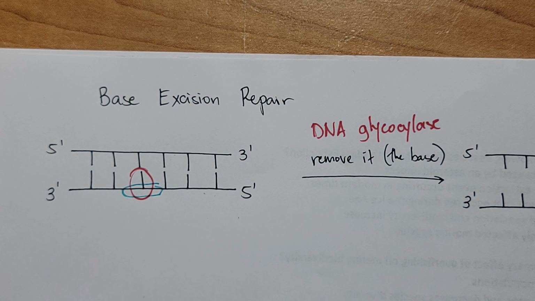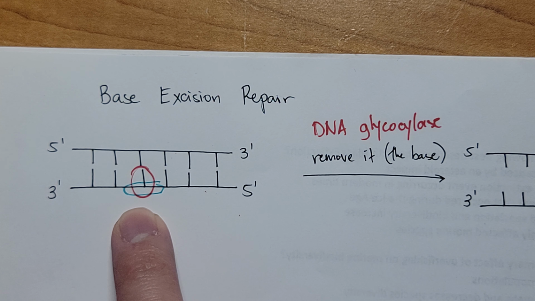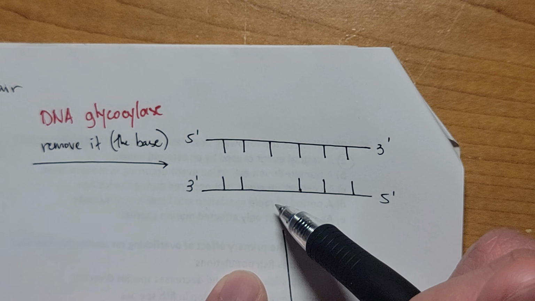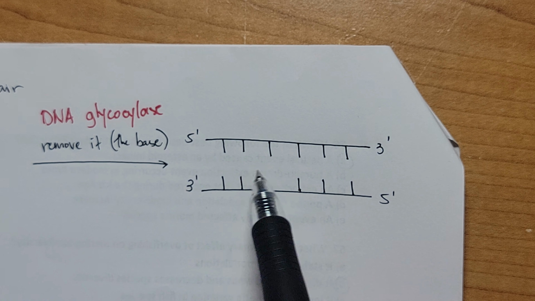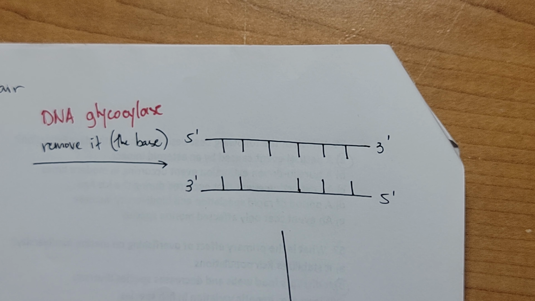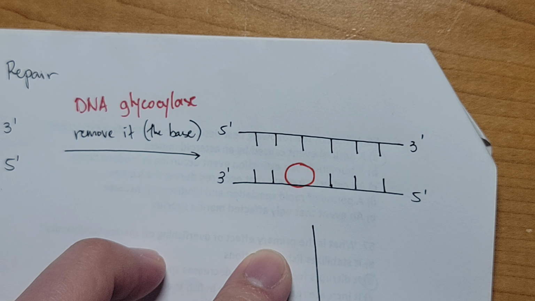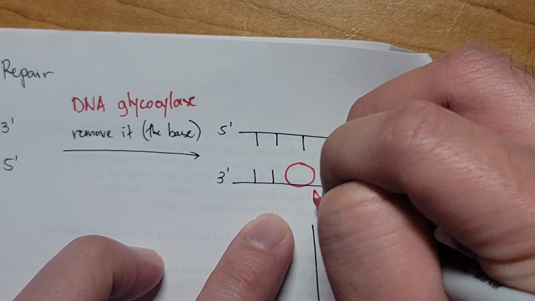So, now let's say DNA glycosylase removes this base over here. Now, we will have this empty spot, right? It still has the phosphate backbone, but the base over here is now gone. Now, this site with the empty base is called an AP site.